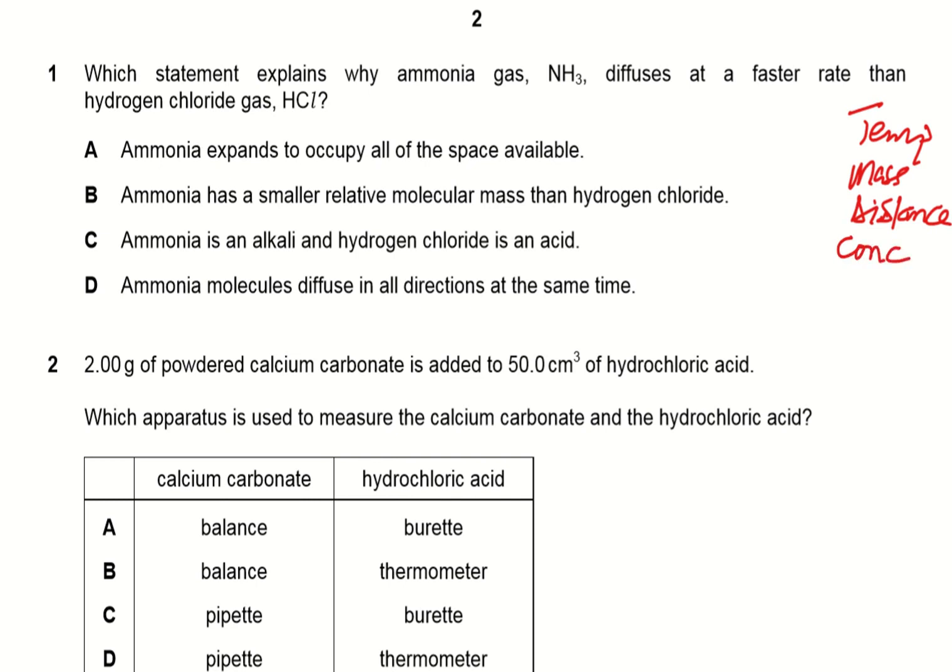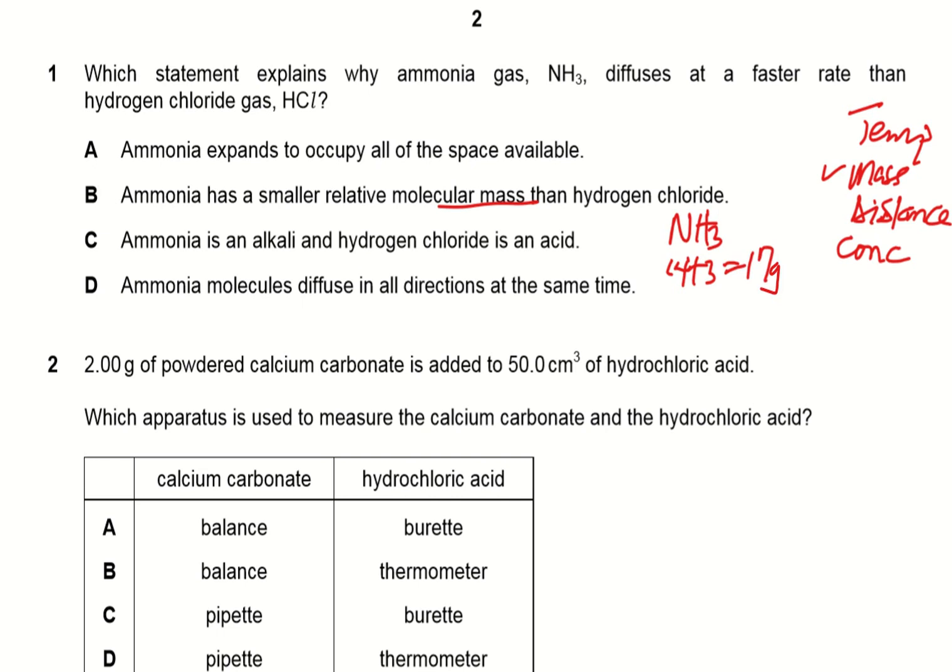So out of these factors we are looking at mass here. Ammonia has a smaller relative molecular mass than hydrogen chloride, so this has to do with mass, but we need to confirm whether this statement is actually true. So how do you calculate the relative molecular mass for your molecule? Ammonia, that's your NH3. Nitrogen is 14, plus 3, that gives you 17 grams.